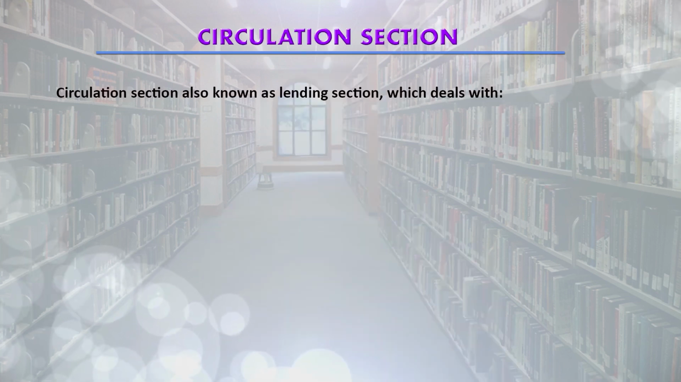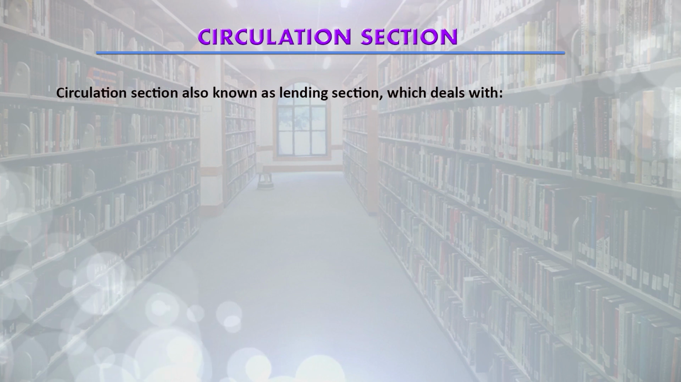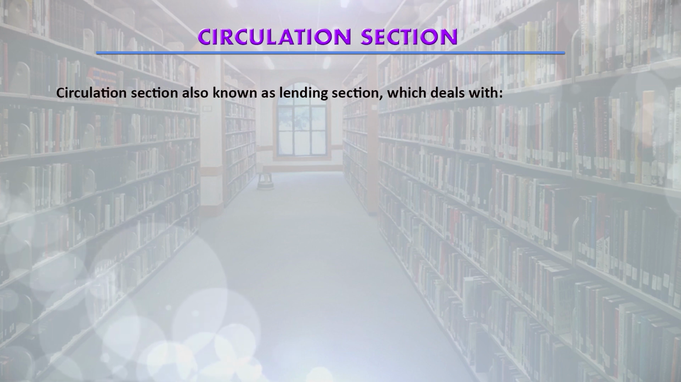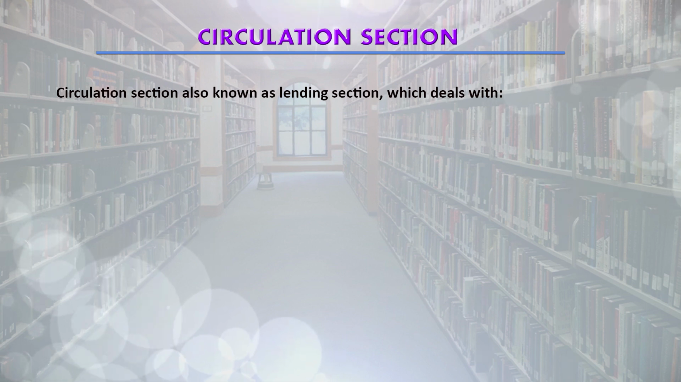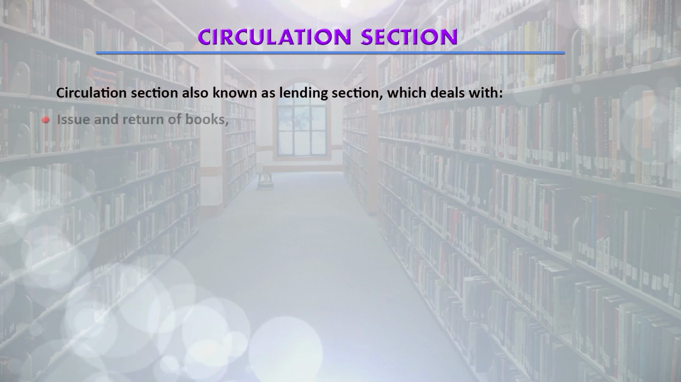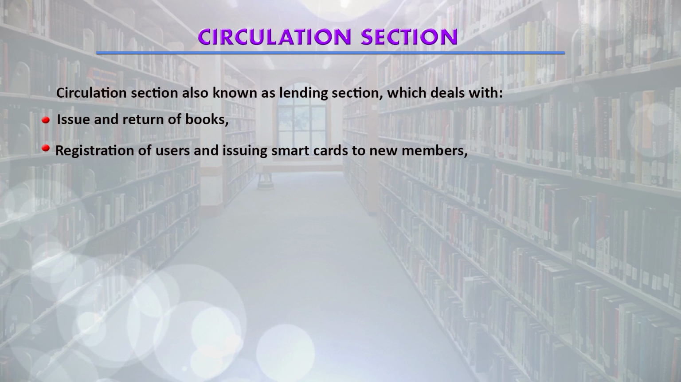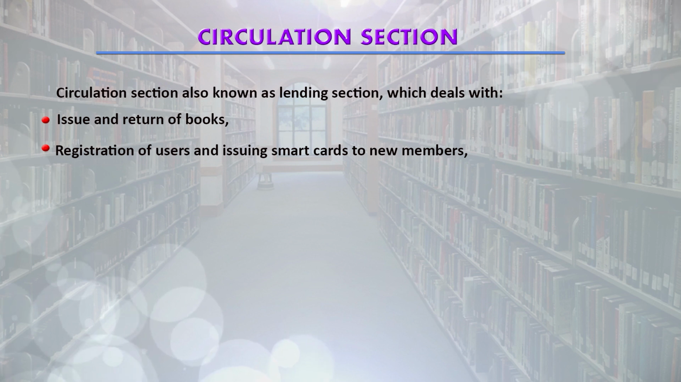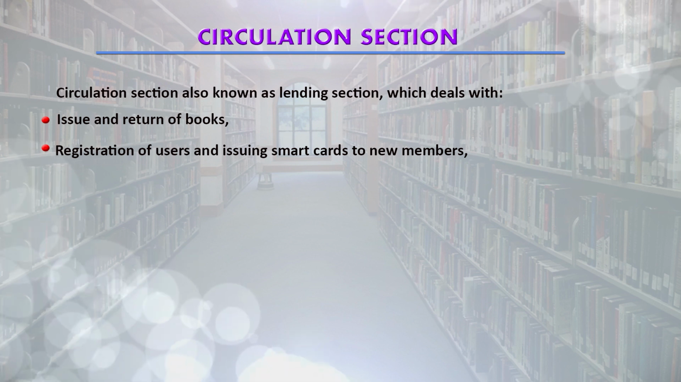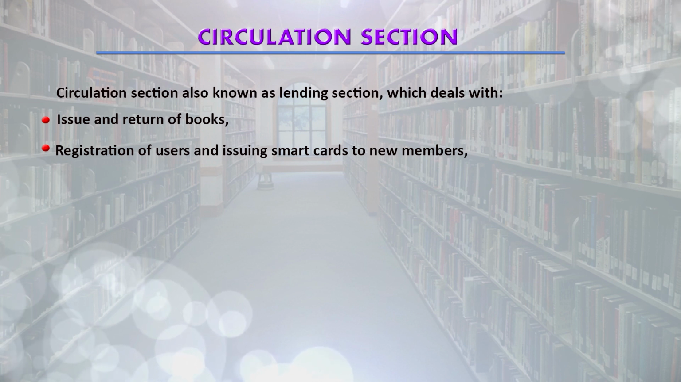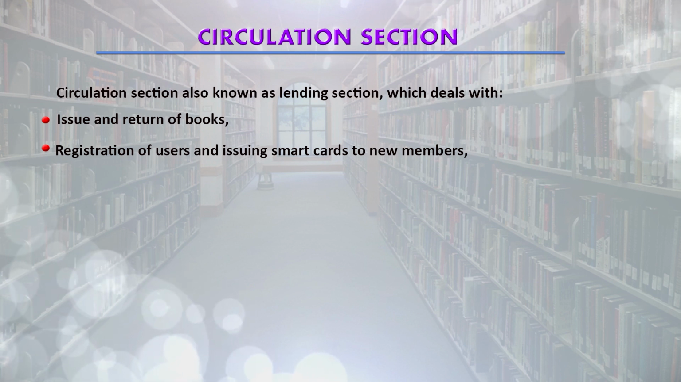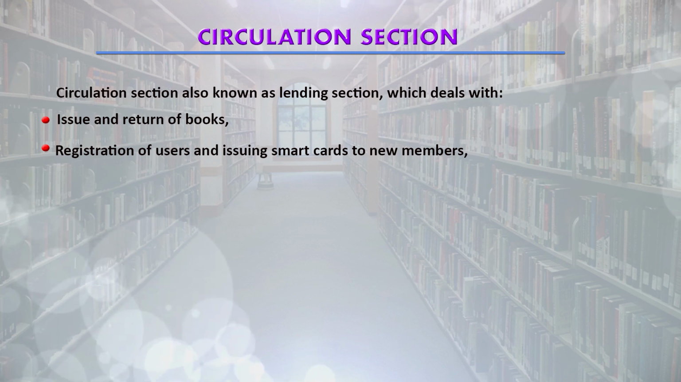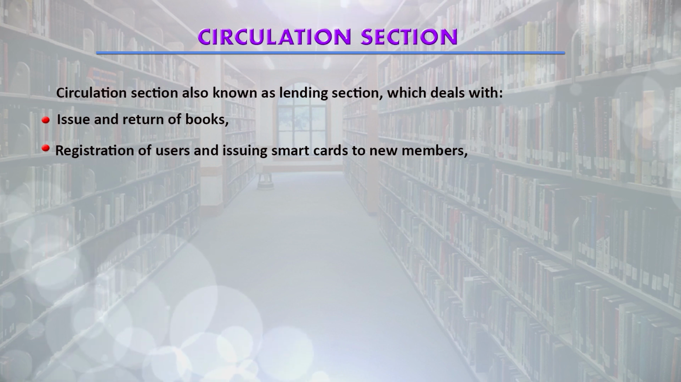The circulation section is also known as the lending section, because the main job of the circulation section is issue and return of library material. So, the circulation section performs the following activities: issue and return of books, registration of users and issuing smart cards to new members. Now, the libraries are becoming automated, and in place of membership cards, libraries are issuing smart cards to the users. So, this is the responsibility of the circulation section to issue smart cards to the users.